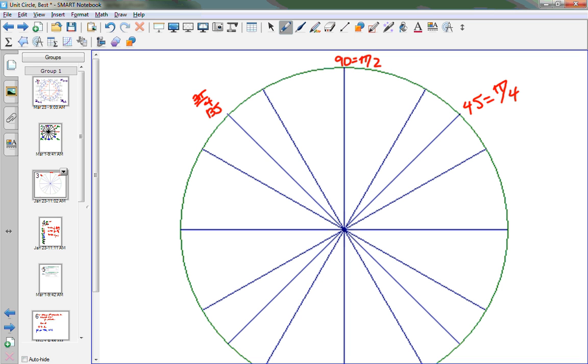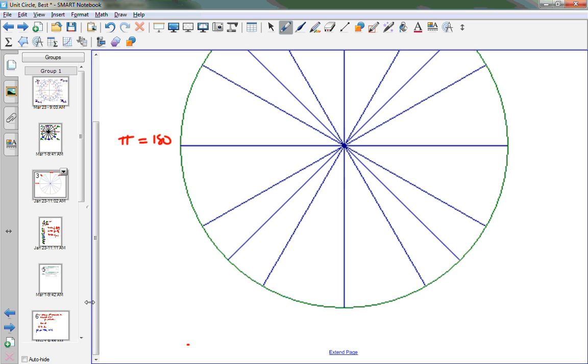I'm going to add another 45 degrees to that. That's going to give me 180, which is the same thing as pi. I'm going to add another 45 degrees to that. That's going to give me 225, and that's adding another pi over 4. I'm going to add another pi over 4 to that. That's going to give me 6 pi over 4, which reduces down to 3 pi over 2, which is the same thing as 270. Add another pi over 4 to that.